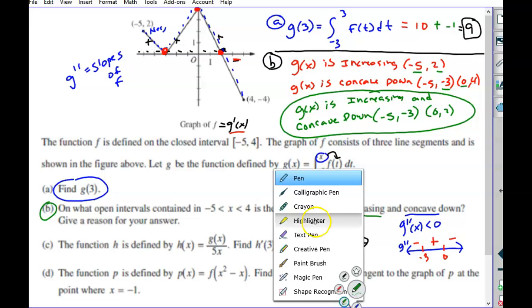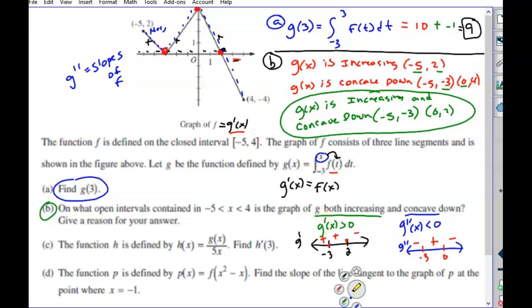Now, if you stop there, you wouldn't get full credit if you had this written down. Because it does say, give a reason for your answer. Well, here's my reason. If you noted somewhere that g prime is greater than 0, that's increasing. And if you noted somewhere that g double prime is negative and it's concave down, then this yellow highlighted will get you all the points for this problem.